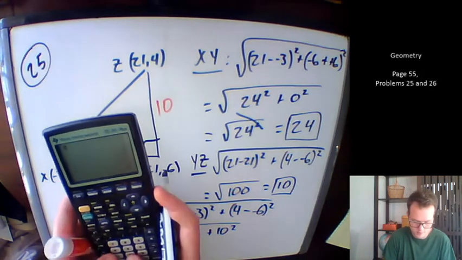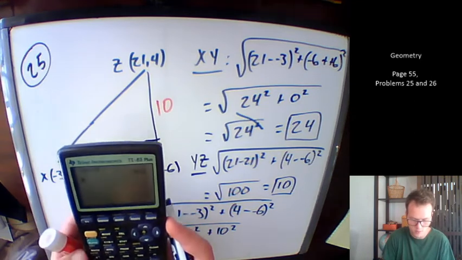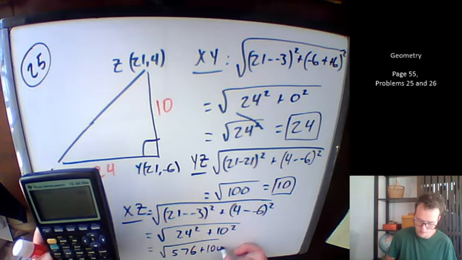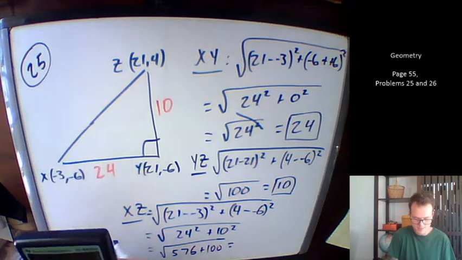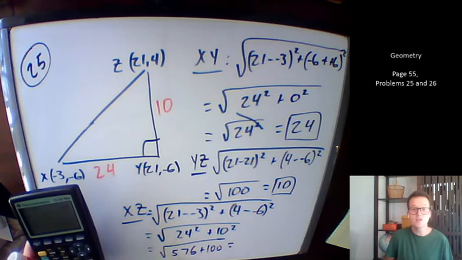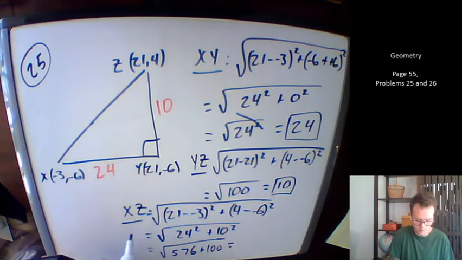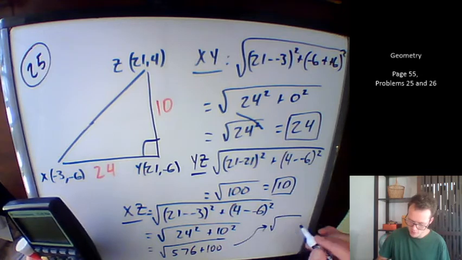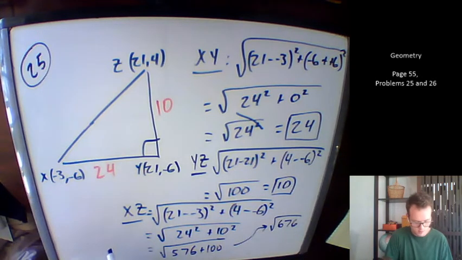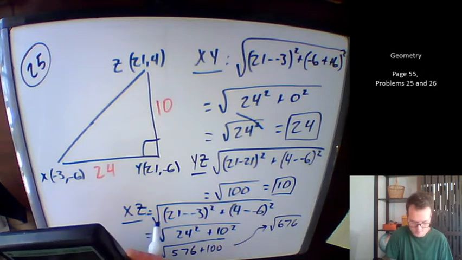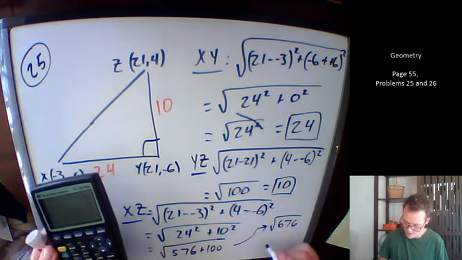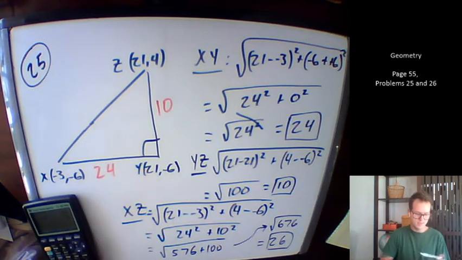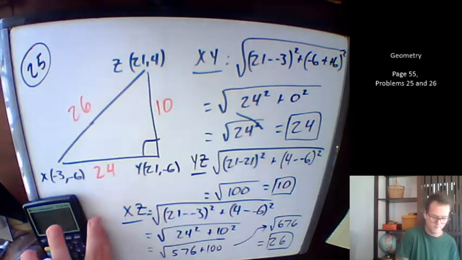Okay, let's find out what 24 squared is. I don't have that one memorized, so calculator, 24 times 24, and I learned that that is 576 plus 100, because that's 10 squared. So adding these together, that is going to be 676. So we're finding the square root of 676. In my calculator, square root 676, it tells me that that is 26. So that means the hypotenuse to this thing is 26.